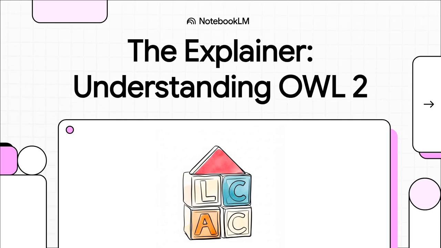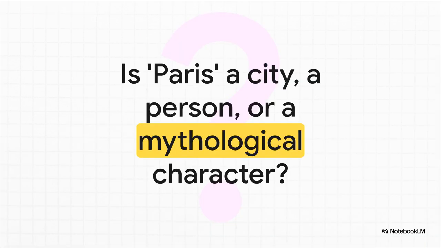Welcome to The Explainer, where we take on these, well, pretty complex technical documents and turn them into something that actually makes sense. So when you see a word like Paris, you know what it means from context, right? It's obvious. But for a computer, the web is just this giant, chaotic sea of words with no real meaning attached. And that ambiguity, well, it's a huge, huge problem for any software trying to make sense of it all.